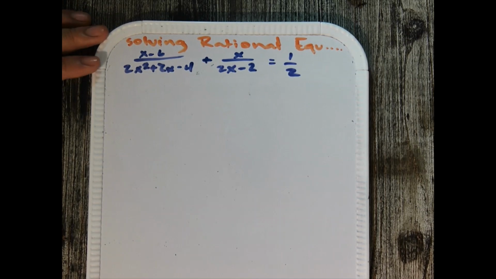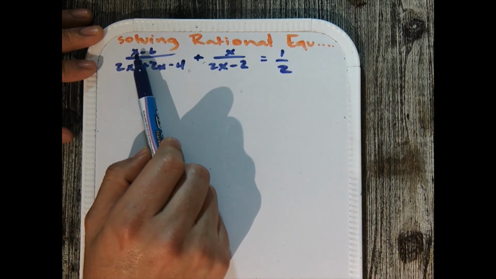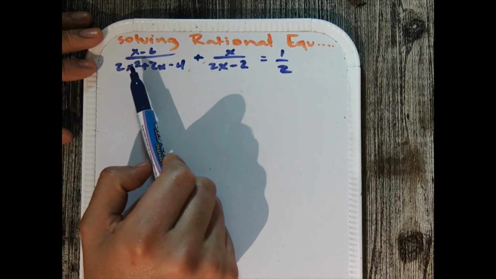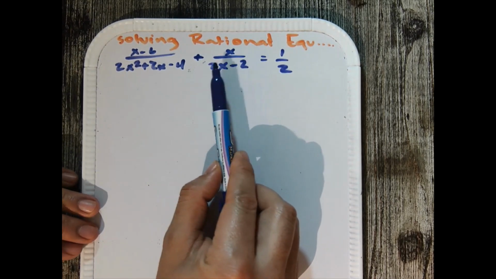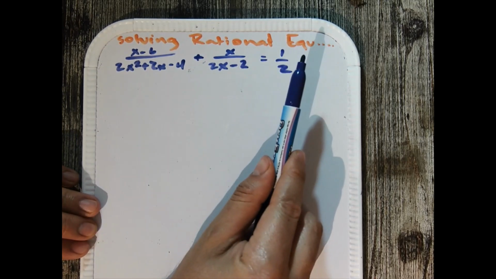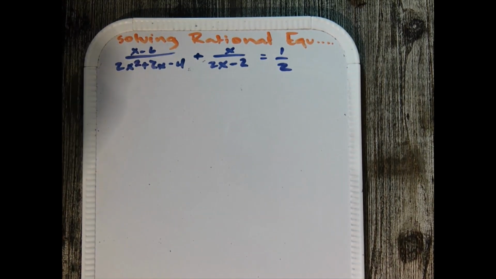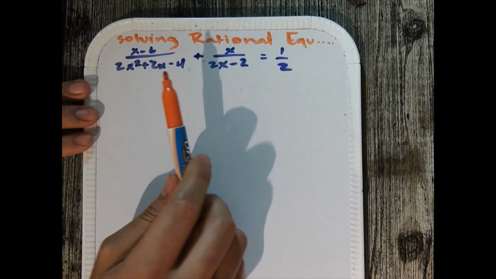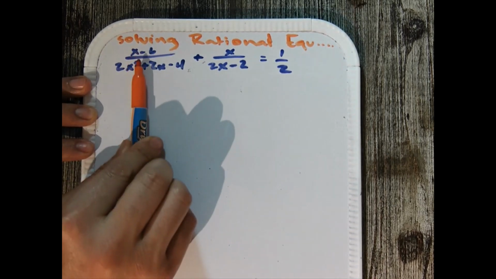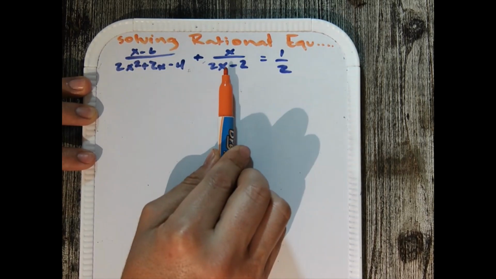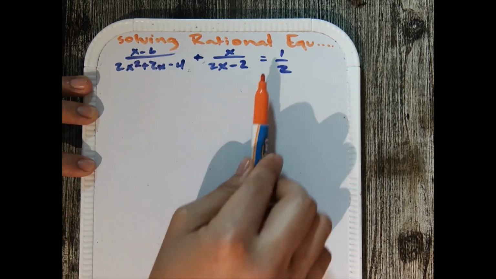All right, the rational equation that we are going to solve is x minus 6 divided by 2x squared plus 2x minus 4 plus x divided by 2x minus 2 equals 1/2. So again, what we have to find is the x value such that when we plug it into this first fraction, and we plug it into the second fraction, and we evaluate both of them, when we add them, we get exactly 1/2.